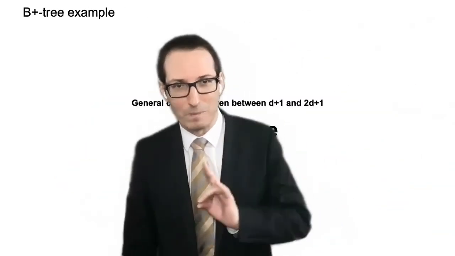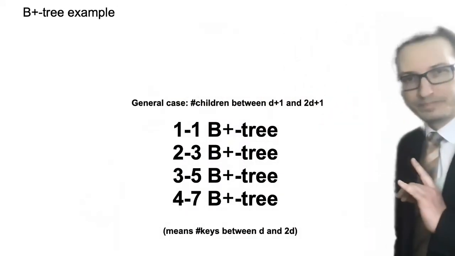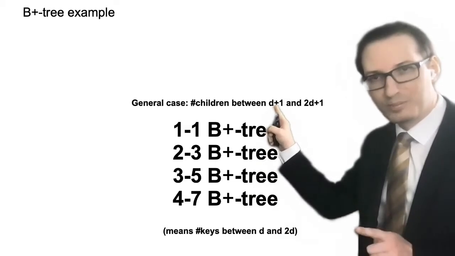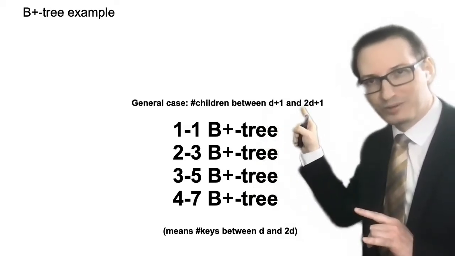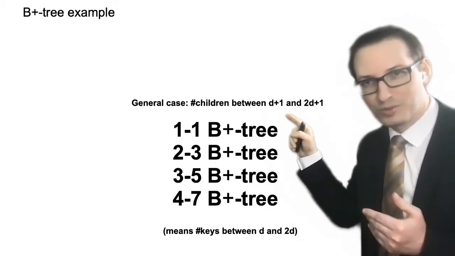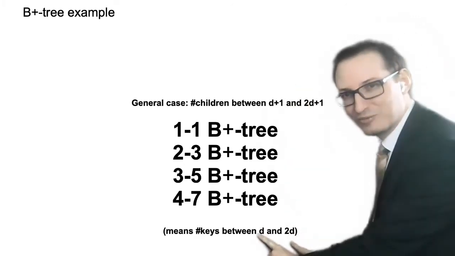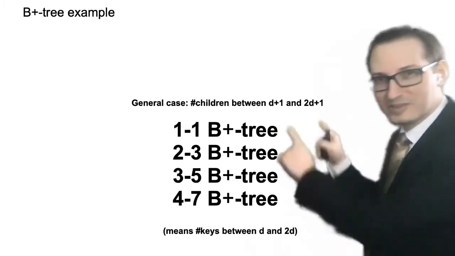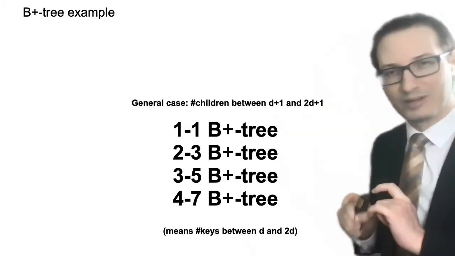All right. Now, if we have between d+1 and 2d+1 children, you probably wondered where do the +1s come from? Well, this is actually because if you look at the keys, this is between d and 2d, right? So it's simple double for the keys, and then d+1, 2d+1.